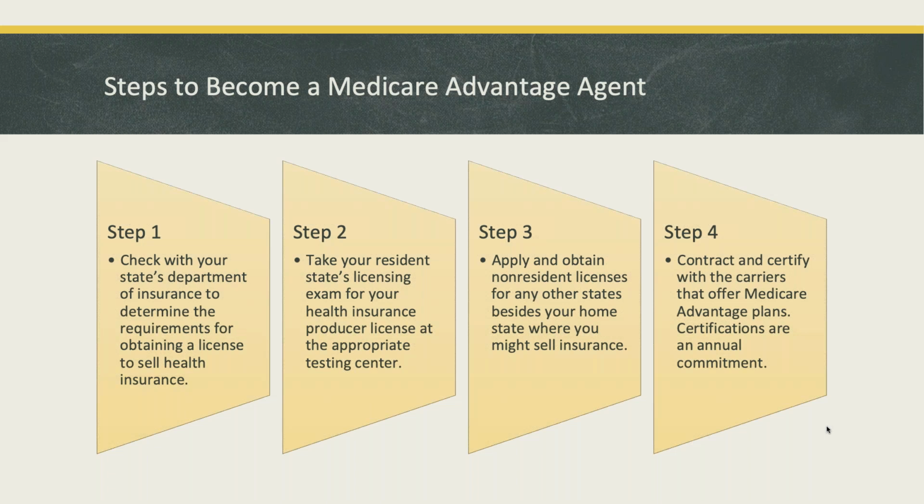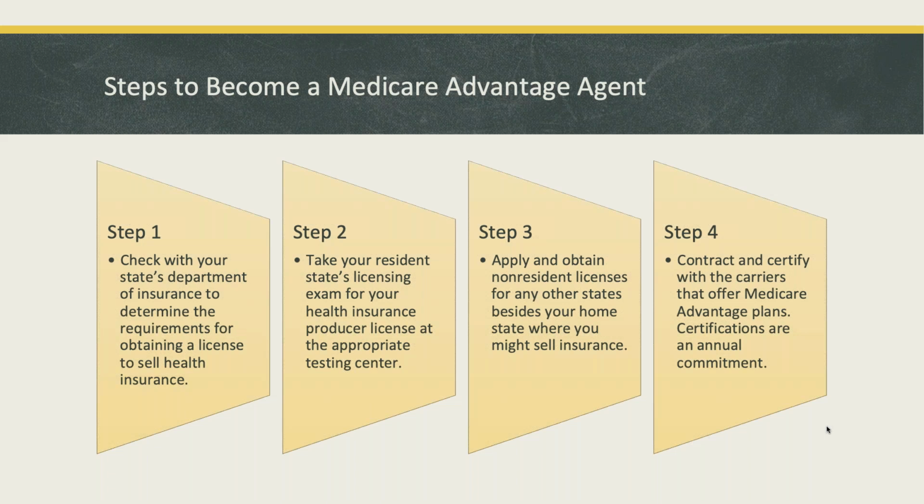So step 1, obtain your insurance license. Take your resident licensing exam for your health insurance. Get the license. I would recommend life and health, not just health. But step 3, apply and obtain a non-resident license for any states besides your home state. And I think that's really big too, Kristin, because more and more people are selling insurance over the phone.